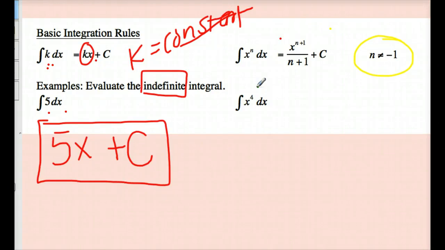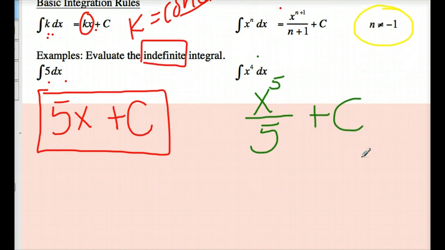I have the integral of x to the 4th dx. So according to this, I need to add 1 to the power. So 4 plus 1 is 5. And then I need to divide by the power. So that power is 5. I divide by this, and then I get a c.